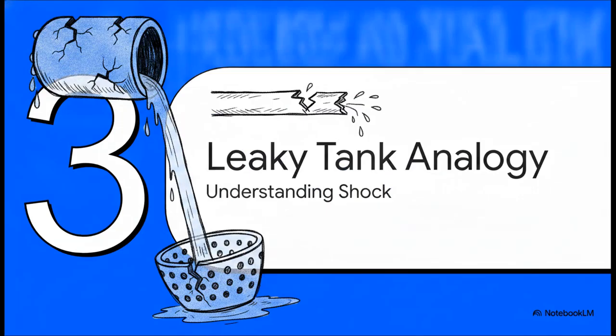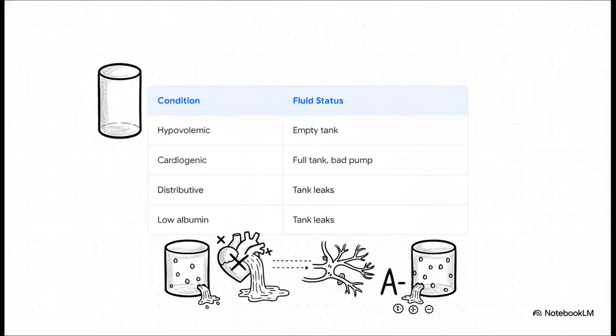Section 3. The leaky tank analogy. Understanding shock. Comparing fluid status across different shock patterns is an absolute goldmine for your exam prep, especially when you use a really simple tank analogy. In hypovolemic shock, you just have an empty tank. In cardiogenic shock, you've got a full tank but a totally bad pump. In distributive or septic shock, the tank leaks. But here is the kicker. In low albumin states, the tank also leaks, but specifically because of that low oncotic pull we just talked about. The fluid simply will not stay in the vessels.